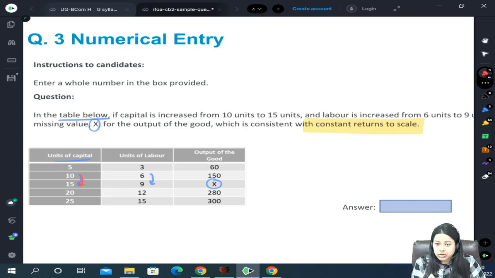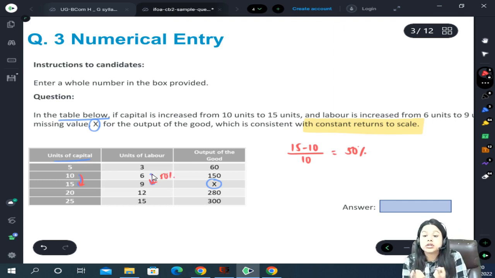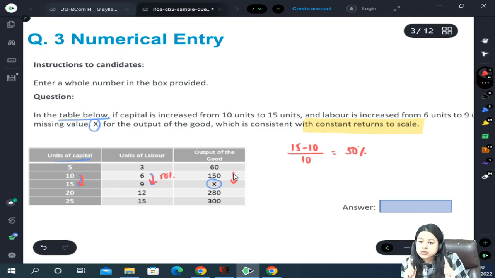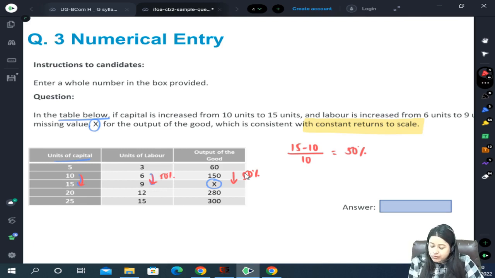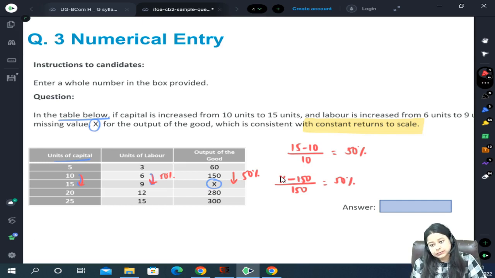So basically there is a 50% change. 15 minus 10 divided by 10 gives you a 50% change. Similarly, moving from 6 to 9 gives you a 50% change, because obviously all the units will change in the same proportion. Because it's constant returns to scale, output should also change by 50%. So x minus 150 divided by 150 should give me 50%. What should be x?